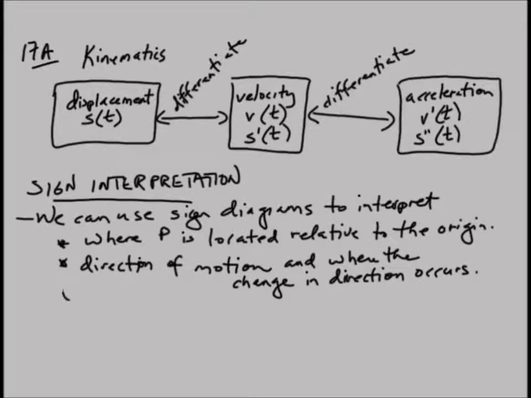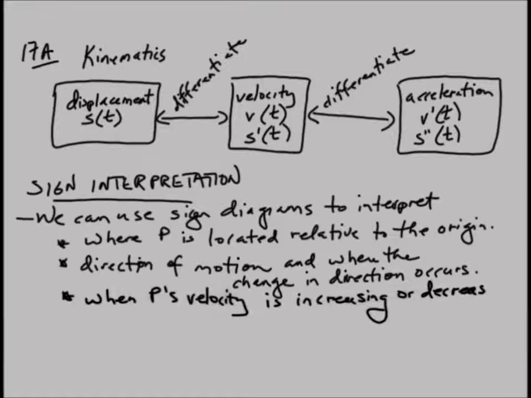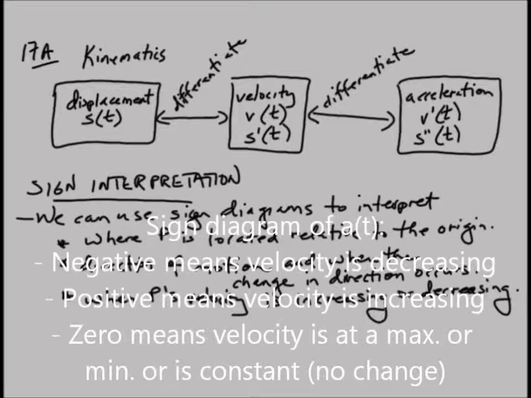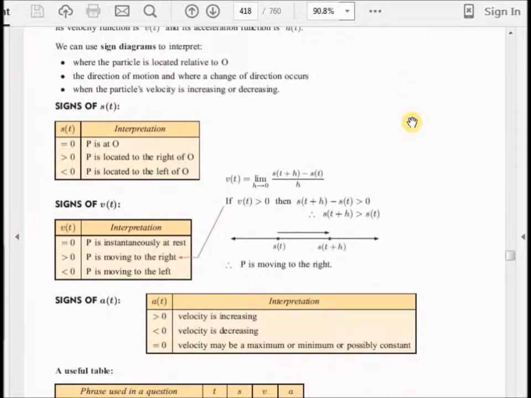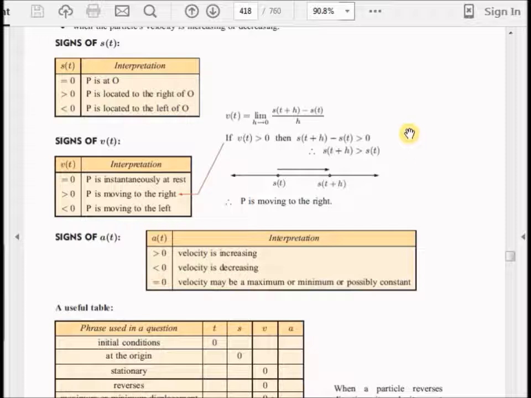And we can interpret when the object's velocity is increasing or decreasing. These are all important concepts or links to understand about kinematics. These charts on page 418 are invaluable. So, signs of S of t. Let's take a look at what we're seeing.